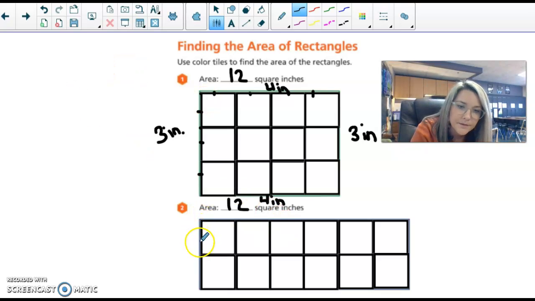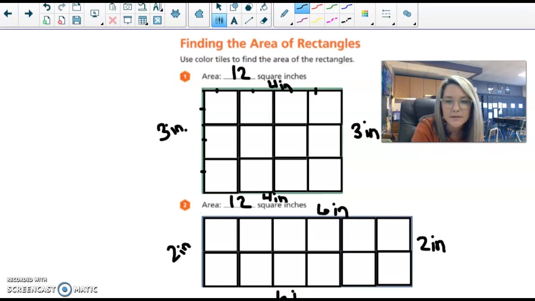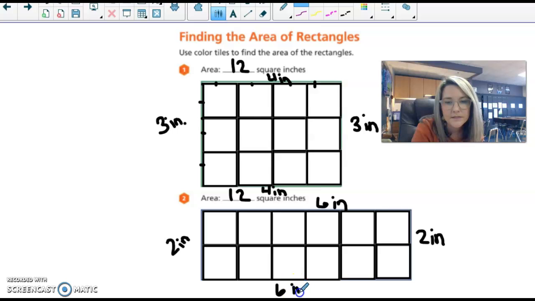Remember, the measurement on each side of a square unit is 1 inch. So if I'm measuring this side of the rectangle, I have 2 inches. That also means that this side is 2 inches, properties of a rectangle. We have 1, 2, 3, 4, 5, 6 inches for this side, which also means the opposite side is 6 inches. I'll bring my screen down here. There we go. 6 inches.